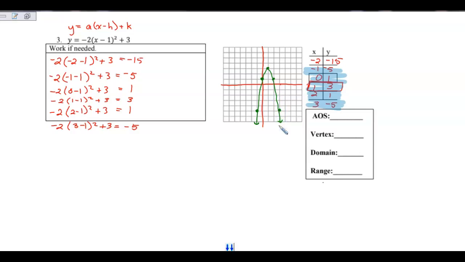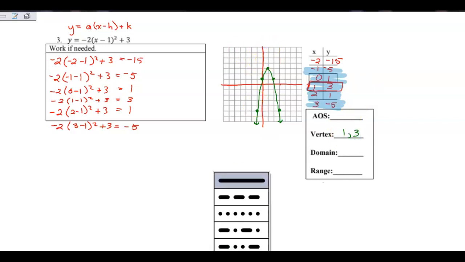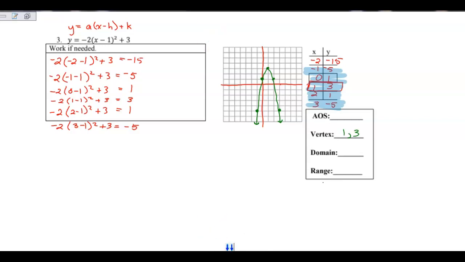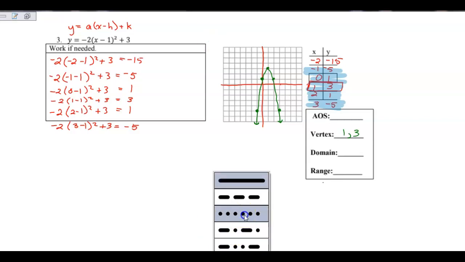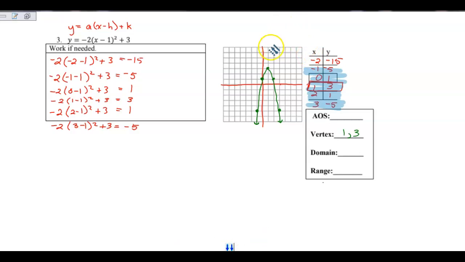I have a parabola that's opening down. My vertex is at 1, 3. My axis of symmetry, in this case, let's see, is going down right there. So it's where x is equal to positive 1.